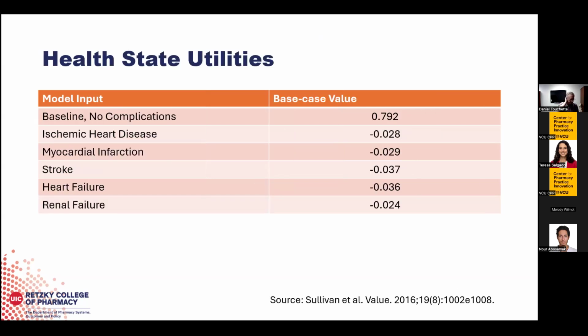Here are the utilities for each. For those patients who had diabetes but without other complications, their utility value was just under 0.8, so relatively close to the population value, which is usually around 0.8 to 0.84. A little bit lower though. And then for each of these complications, we applied a disutility. So for ischemic heart disease and myocardial infarction, it resulted in somewhat smaller decrement to health quality of life. For stroke and heart failure, it was more. And for renal failure, it was a little bit less as well. These were all drawn from population values in this publication by Sullivan et al., a commonly used estimate for health utilities.